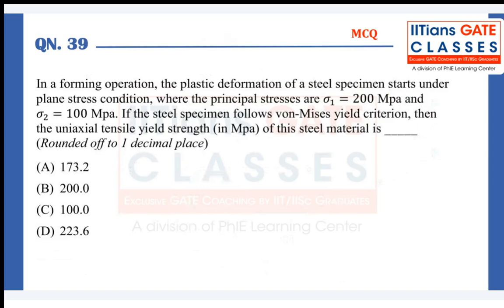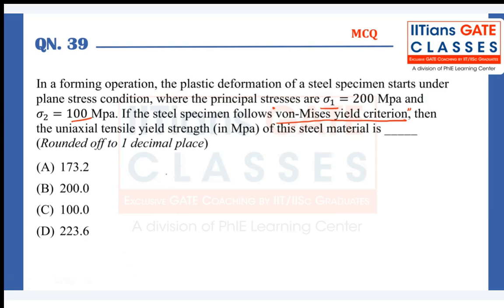Next, one more question. In a forming operation, plastic deformation of a steel specimen, it is a forming question, guys. In a forming operation, plastic deformation of the steel specimen is carried out under plane stress condition, where the principal stresses are sigma 1 200 megapascal and sigma 2 100 megapascal. If the steel specimen follows the von Mises yield criterion, then the uniaxial tensile strength is. Now I would like to give you one statement here, guys.